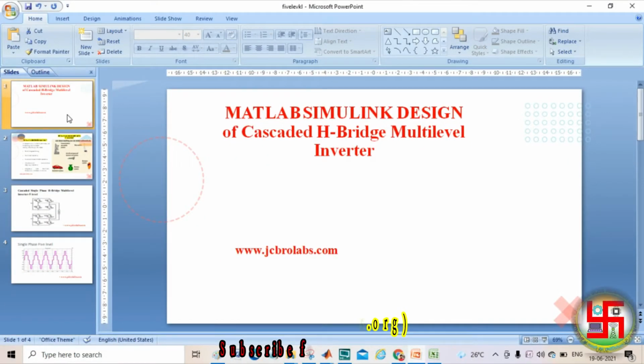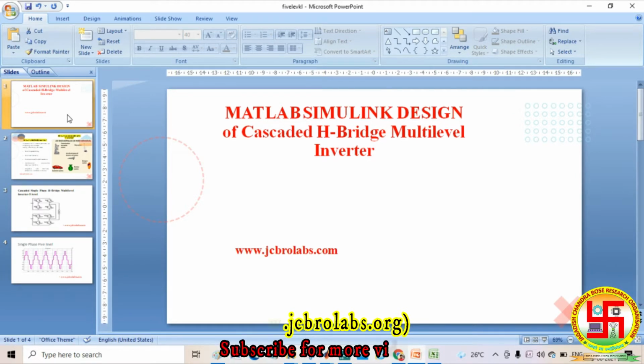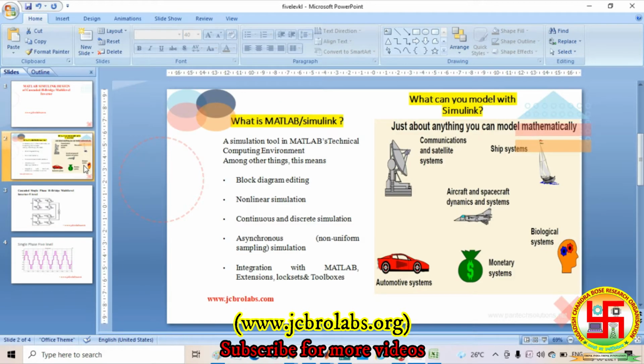In today's session, we will design in MATLAB Simulink a cascaded H-bridge multi-level inverter. The software we are using is MATLAB Simulink. MATLAB Simulink can be used by people from all electrical and electronics departments. In most industries, such as aerospace, automotive, financial, artificial intelligence, and communication systems, in all these industrial applications, they prefer the MATLAB Simulink software only.